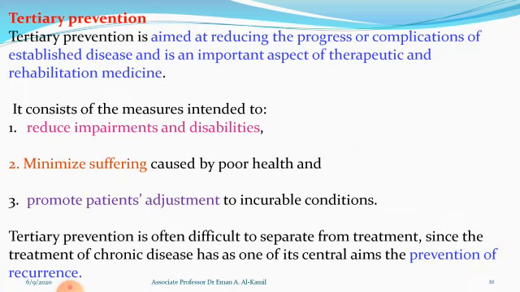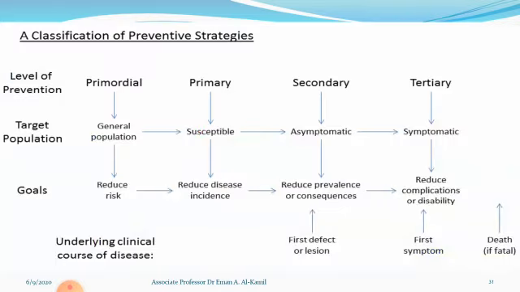condition. Tertiary prevention is often difficult to separate from treatment, since the treatment of a chronic disease has the central aim of preventing recurrence. So this scheme shows you the different types of prevention at different stages of the disease and the underlying cause. So it is just the elaboration or illustration of what we have already discussed.